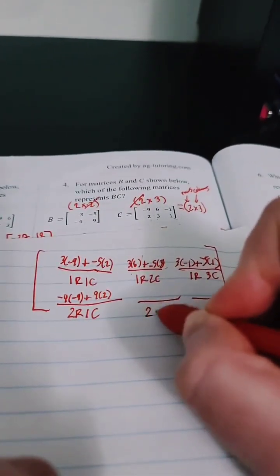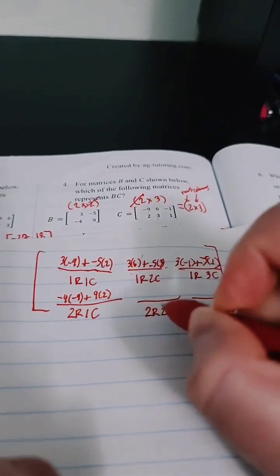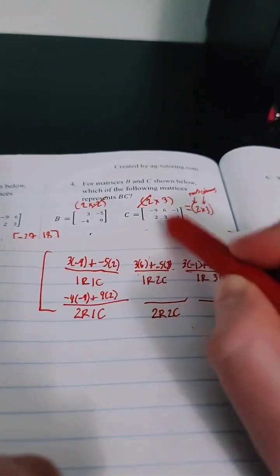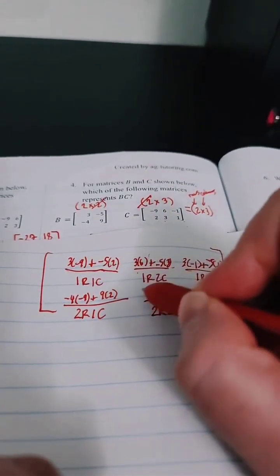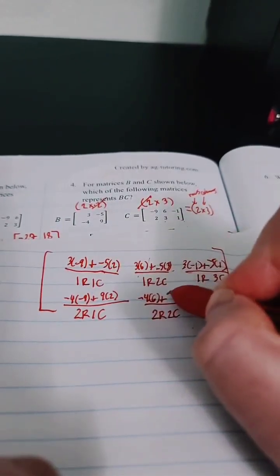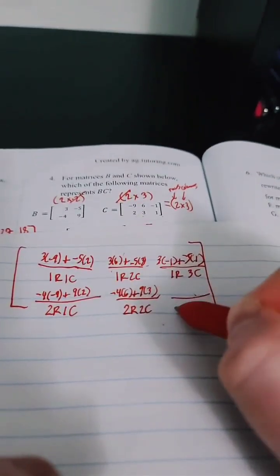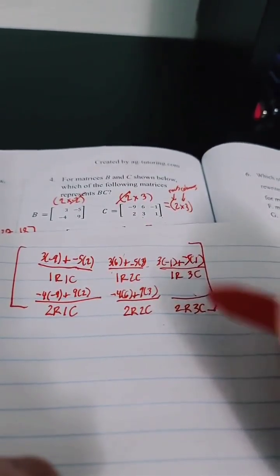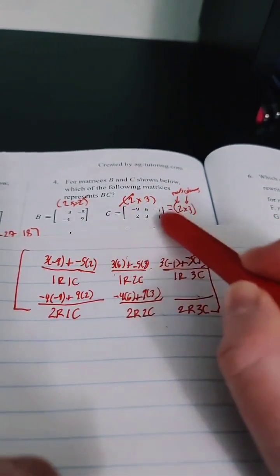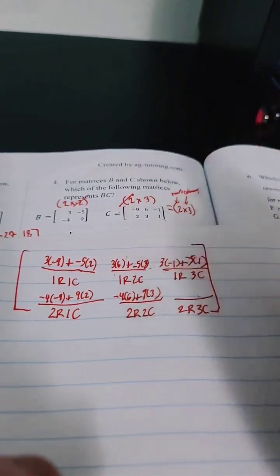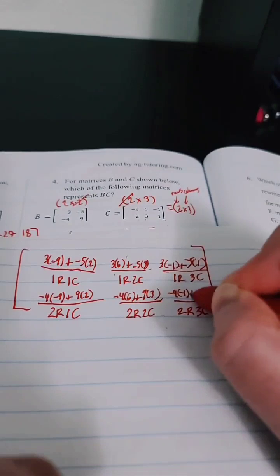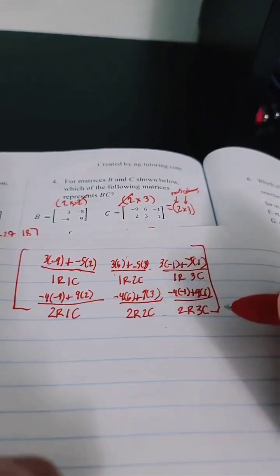Now for this one, this is the space that's the second row, second column. So you have to do the second row, negative 4 and 9, times the second column, 6 and 3. So negative 4 times 6 plus 9 times 3. So now this is going to be the second row, third column. So you have to do the second row, negative 4 and 9, multiplied by the numbers in the third column, negative 1 and 1. So it's going to be negative 4 times negative 1 plus 9 times 1.